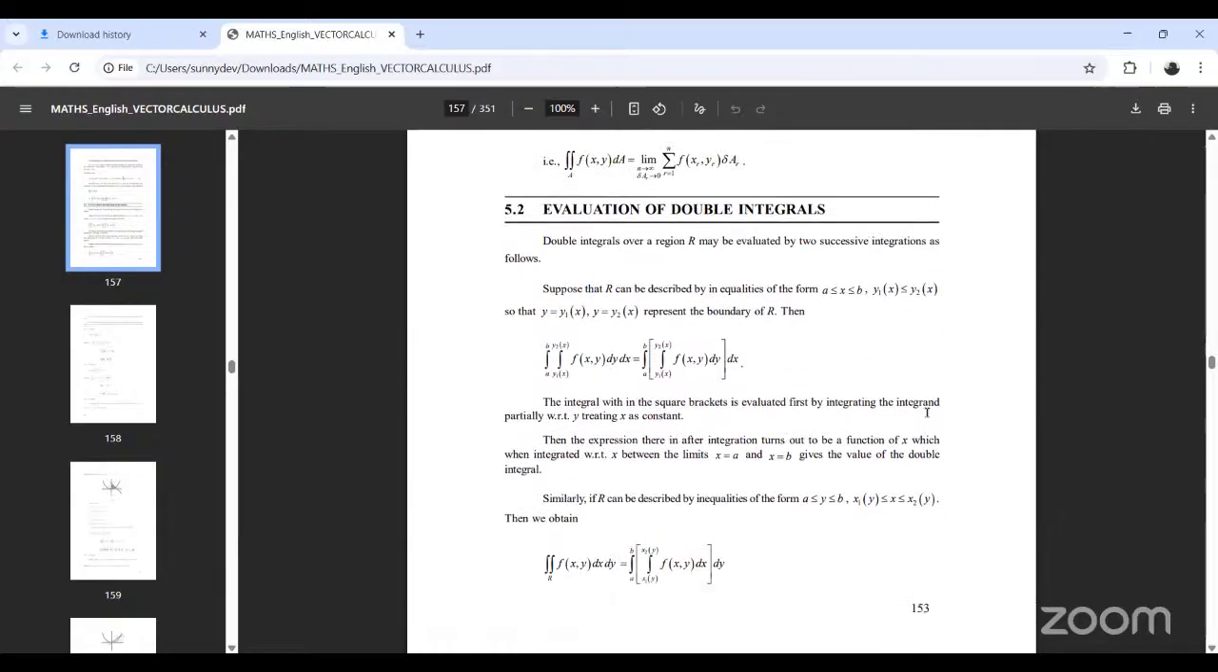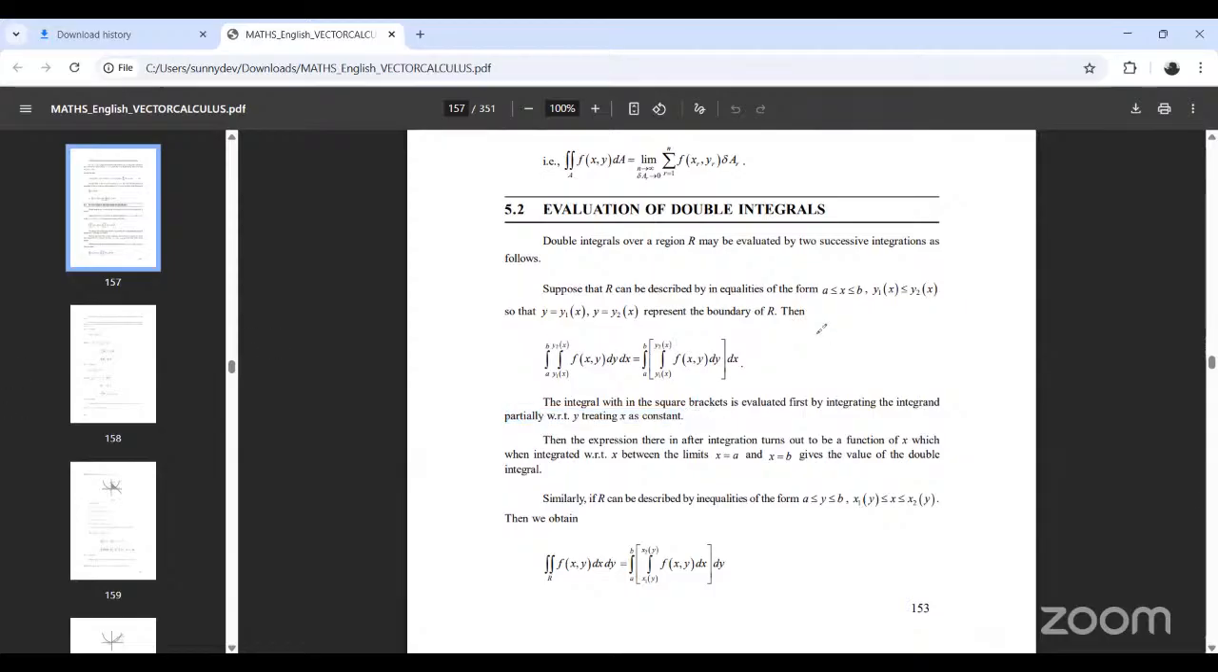Now let's see the evaluation of the double integration. The double integration from A to B, these are the x limits, and these are the y limits, of f of x comma y dy dx, is A to B, and integration from y1 of x to y2 of x of f of x comma y dy dx. One more thing you have to understand: the inner integral is evaluated first, integrating partially with respect to y, treating x as constant.